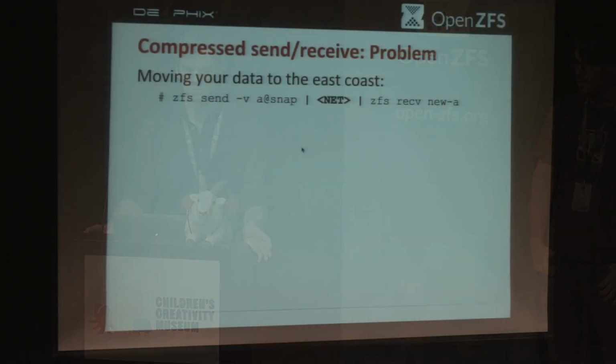Compress Send Receive was envisioned to solve the problem where you're sending data from one file system in, let's say, your West Coast data center to the file system in your East Coast data center. This is a very common problem that you run into with ZFS Send Receive, where you're trying to move a lot of data over a relatively small pipe.